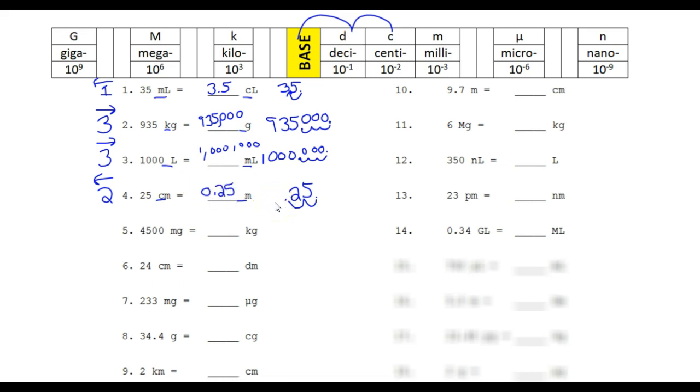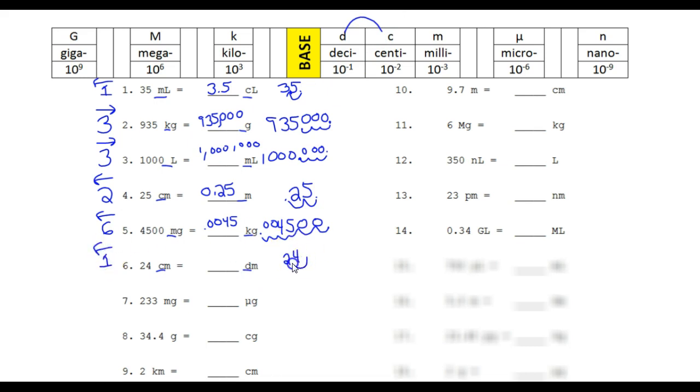Next one, going from milli to kilo. Milli to kilo, that's 1, 2, 3, 4, 5, 6 to the left. So 4,500, the decimal point's at the end. Let's move it 6 to the left. And I'm going to get 0.0045 kilograms.